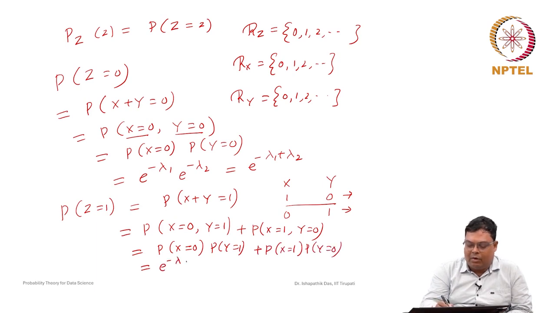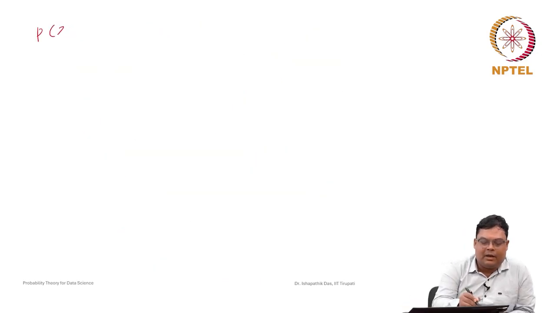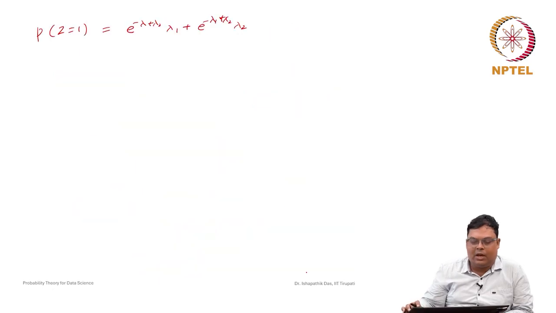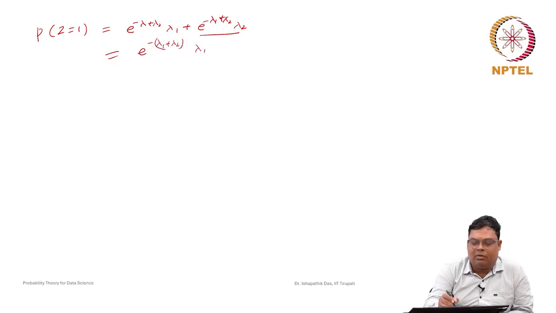So then how we will find, this is e to the power of minus lambda 1 and this is e to the power of minus lambda 2 into lambda 2, and again plus e to the power of minus lambda 1 into e to the power of minus lambda 2. So here you can see what we are getting finally: probability that Z is equal to 1 is nothing but e to the power of minus (lambda 1 plus lambda 2) lambda 1 plus e to the power of minus (lambda 1 plus lambda 2) lambda 2. So that I have written here. If you take common, e to the power of minus (lambda 1 plus lambda 2) into (lambda 1 plus lambda 2), that is probability of Z equal to 1.